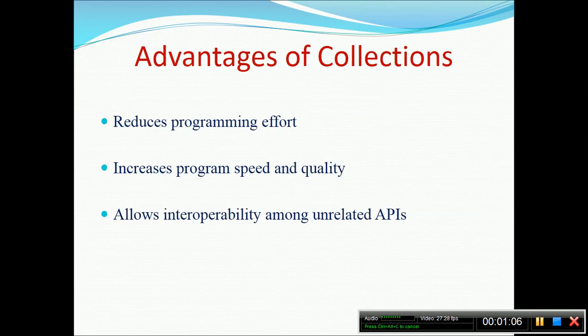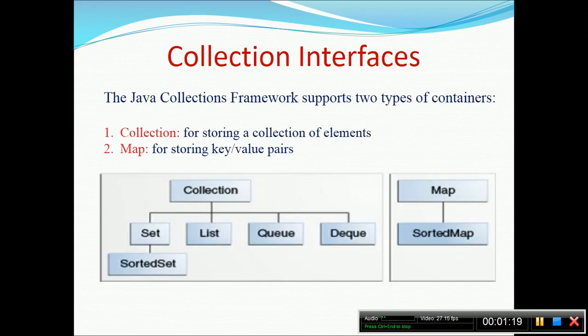What are the advantages of the collection? It reduces the programming effort. It increases the programming speed and quality, and allows interoperability among unrelated APIs. Before jumping to the collection interface, you should understand what the collection is. You already know what an array list is. An array list is an extension to the arrays that is meant to store any type of data. It can store a string, numbers, it could be an integer, it could be a double. So that is the idea.